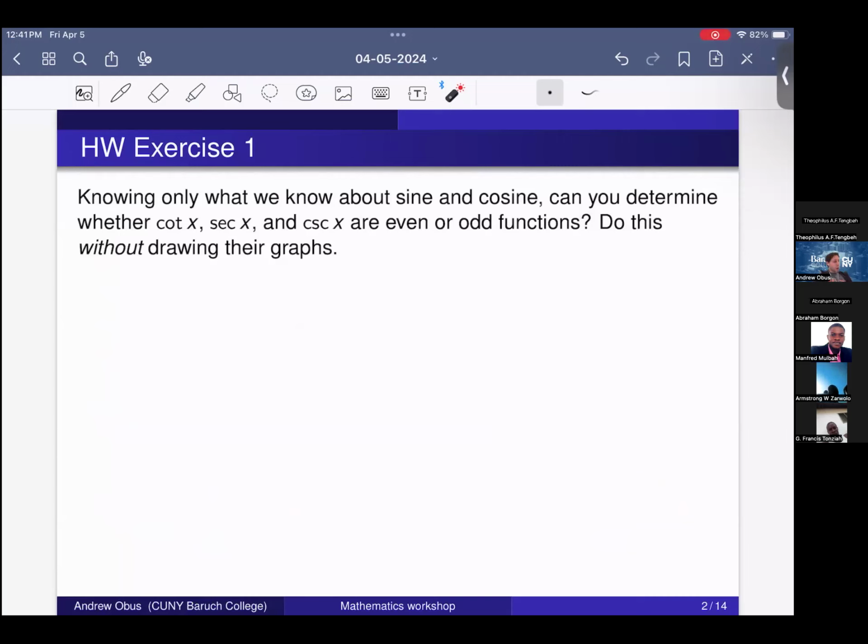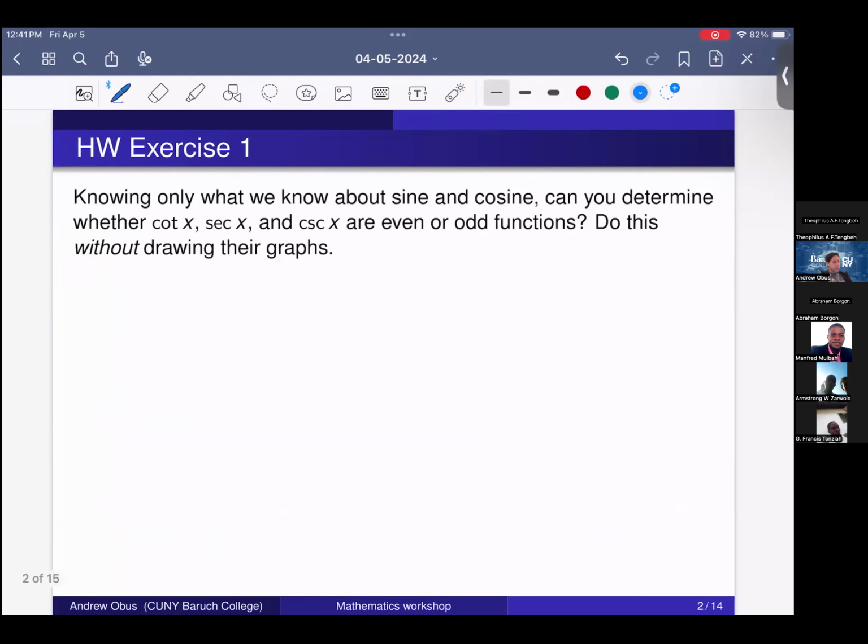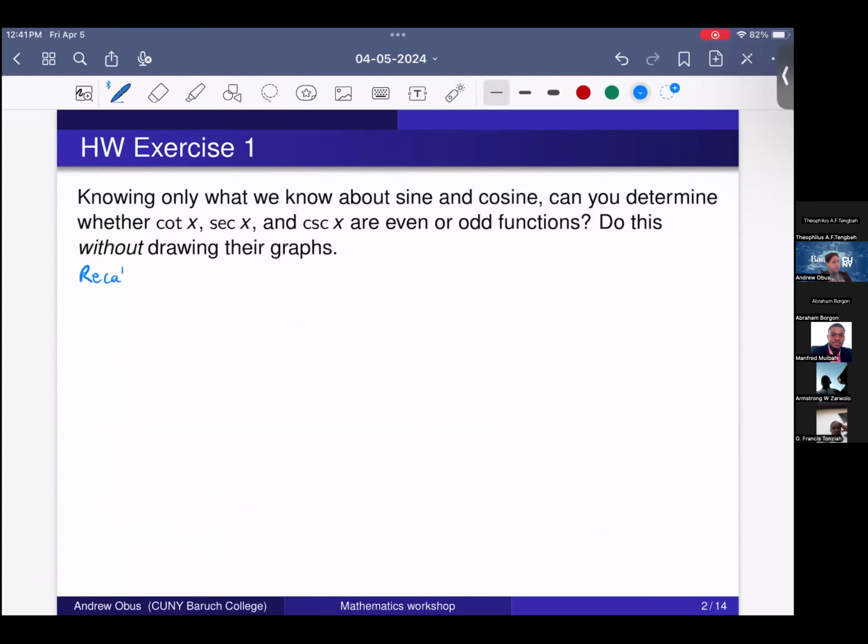Let me just recall, I'll write it down on this page so we don't have to keep writing it down. Remember that sine of minus x is equal to minus sine of x. That means it's an odd function. And cosine of minus x is equal to cosine of x. That means that it's an even function. This is just something that we're going to use.